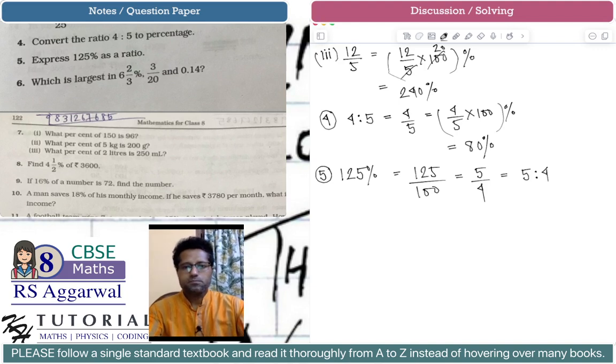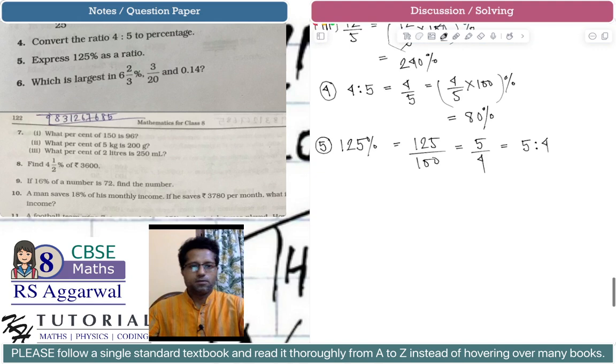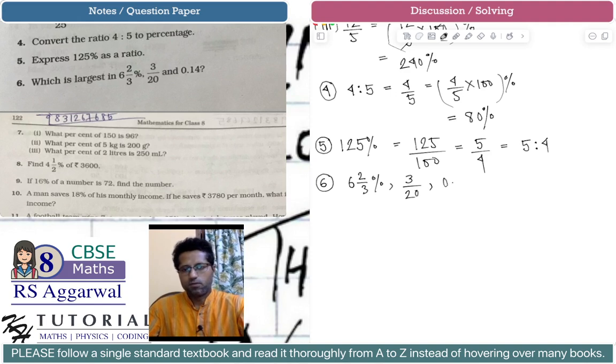Okay, let's do problem number 6. Which is largest? So it is a comparison problem. We have to compare 6 and 2/3 percentage, the fraction 3 by 20 and the decimal 0.4. It is asking which is the largest. So we first have to convert the percentage and fraction to the decimal form.